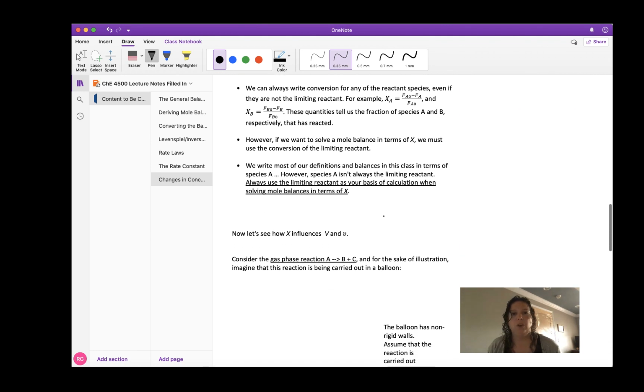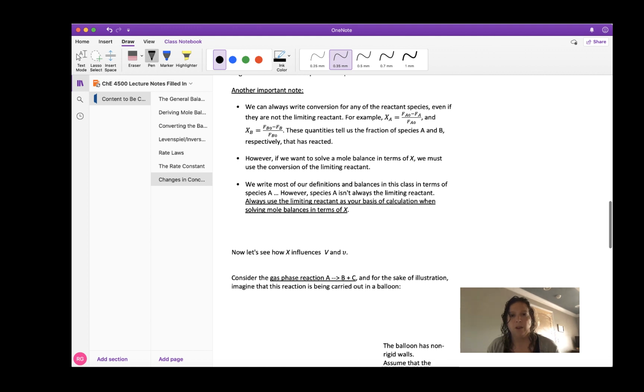So some important notes. We can always write the conversion for any of the reactant species. So it doesn't matter if they're the limiting reactant or not. In the last example, we said that A was the limiting reactant, and we can of course write the conversion of A. We could additionally write a conversion of B, and that tells us how much of those species has reacted.